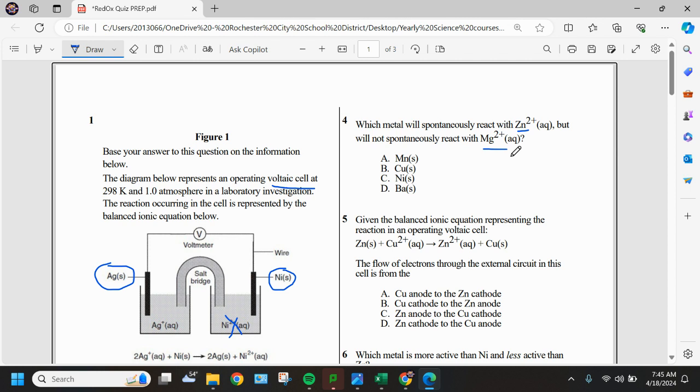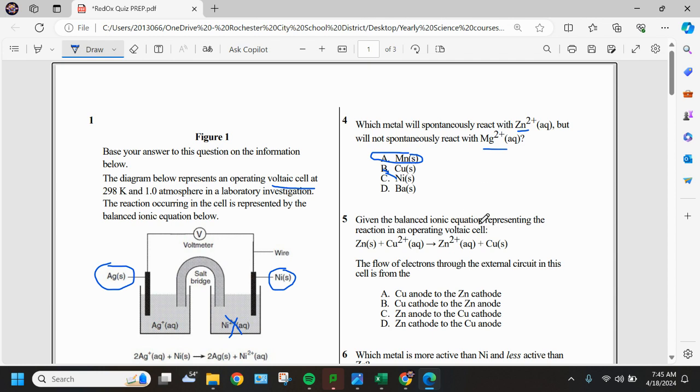I find Zn, okay, and I find Mg. And in between those, I see aluminum Al, Ti, and Mn. And so Mn is my answer. Cu is below it. Nickel is below Zn. And Ba is above both of them. So it'll spontaneously react with both.